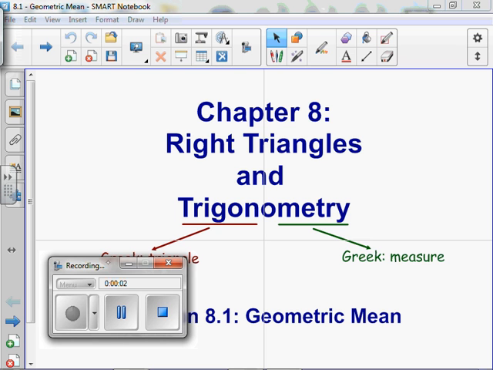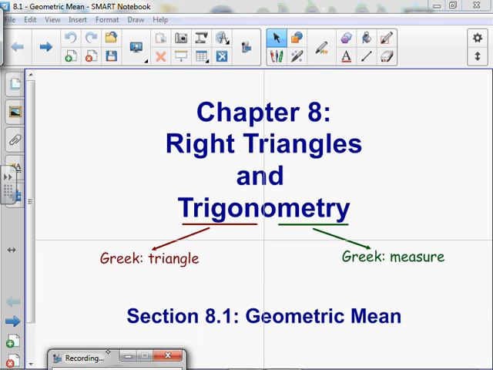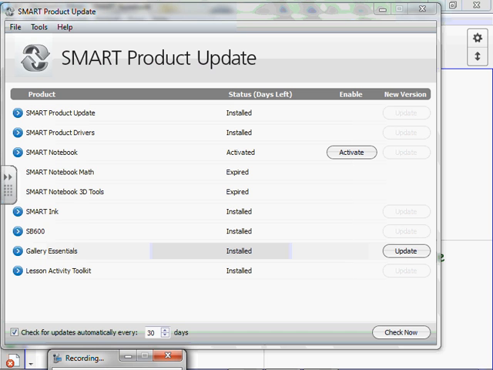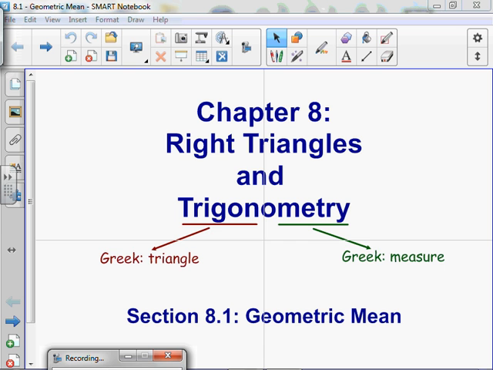All right, hi everybody. What we are doing today is we are starting Chapter 8, Section 1, right triangles and trigonometry. Chapter 8 introduces trigonometry. It will be introduced in the way that we normally think about it, probably in Section 3, but the first couple sections sort of lay the groundwork for it.